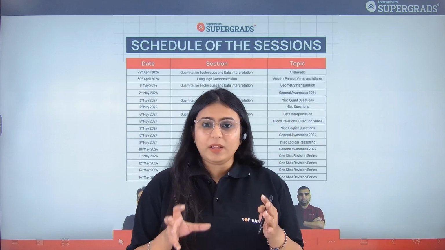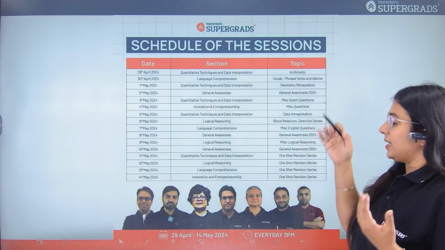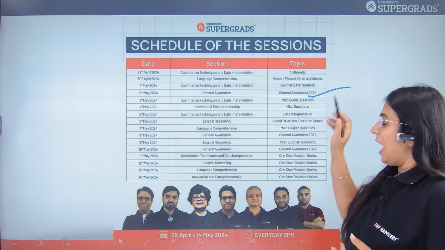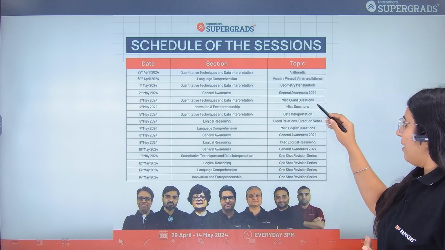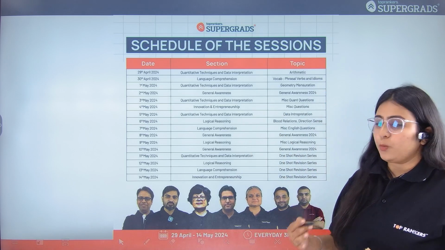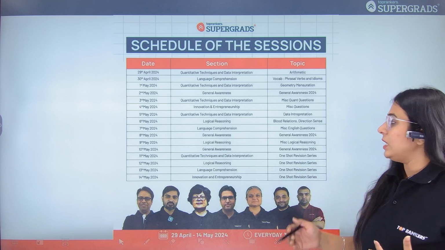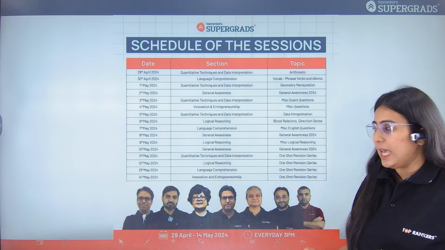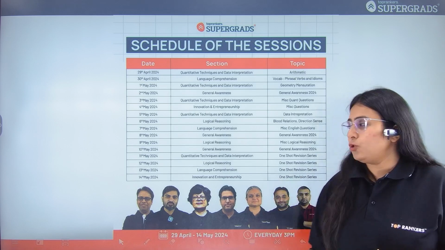So till now in the Rapid Revision Series, we have covered 4 sessions, that is arithmetic, phrasal verbs and idioms, geometry, mensuration, and general awareness. The upcoming sessions you can note down. We'll be having around miscellaneous quant questions again. There would be miscellaneous questions around innovation and entrepreneurship, which is a crucial section of CMAT again. Data interpretation, blood relations, and direction sense. You will have miscellaneous English questions, which is a part of language comprehension section.